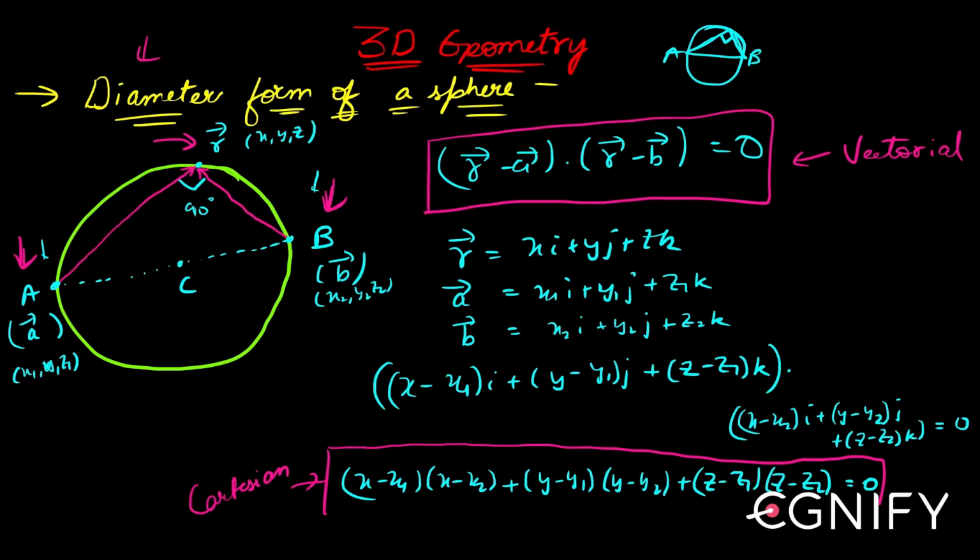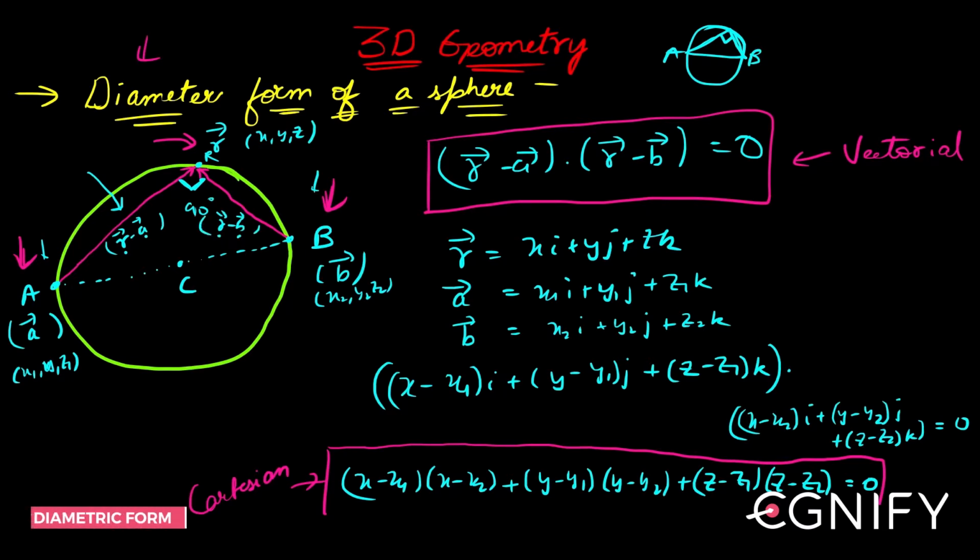So what I've done is I've created this vector, this pink vector, which starts from A and goes to this point, general point R, right? Let it be R. And the vector which starts from B and goes to R. These two vectors must be at 90 degrees. So this vector is R bar minus A bar, because it starts from A and goes to R. This vector is R bar minus B bar, because it starts from B and goes to R.